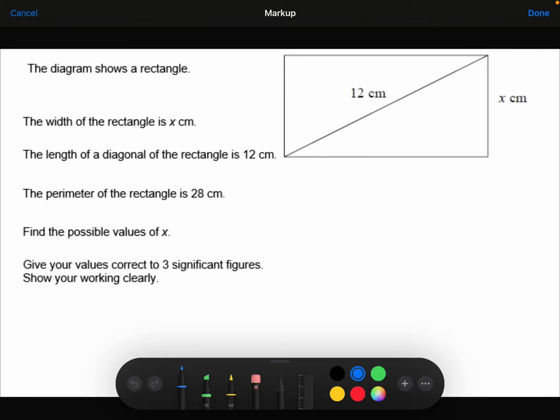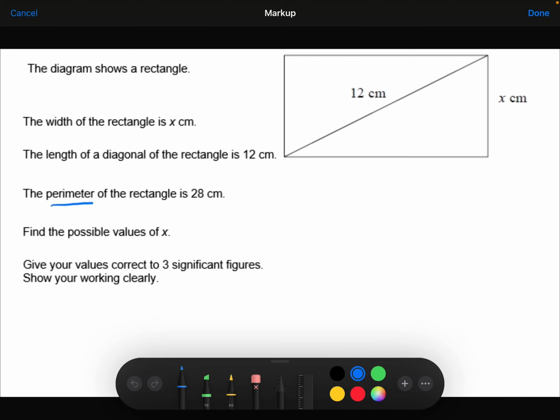The diagram shows a rectangle. The width of the rectangle is x, the length of the diagonal of the rectangle is 12, and we're told that the perimeter of the rectangle is 28. We need to find the possible values of x to three significant figures, showing our working clearly.